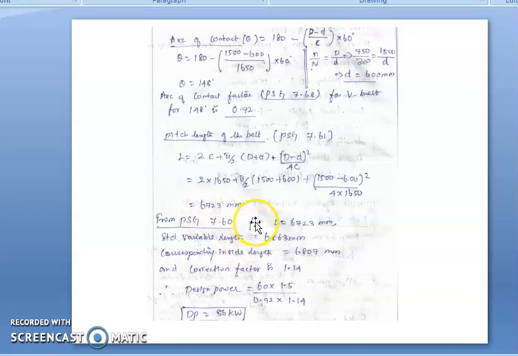L we can find out as 6723 mm. This is actually not a standard length, so we have to standardize this length from page number 7.60 for 6723 mm.